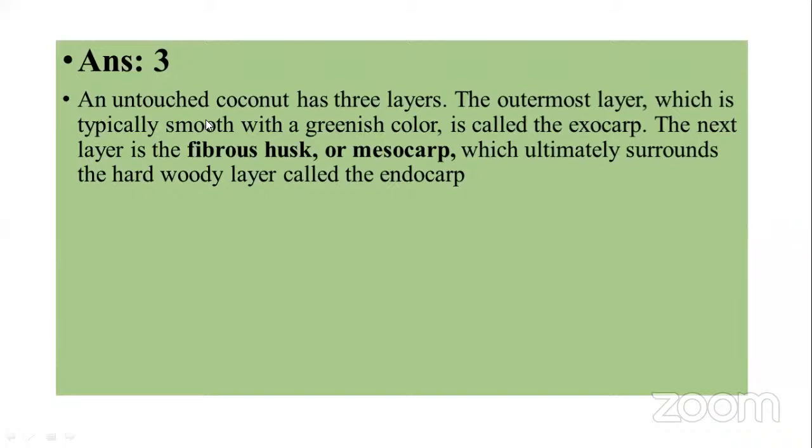So this one is which one, you know? Mesocarp. See that, an untouched coconut has three layers. The outermost layer, which is typically smooth with a greenish color, is called exocarp. The next layer is the fibrous husk or mesocarp. This is the answer, isn't it, my dear? Fibrous part only they asked. The mesocarp ultimately surrounds the hard wood layer, which is called endocarp. Inside there is an endosperm. Endosperm is the edible part. And the fibrous husk is also a secondary phloem.